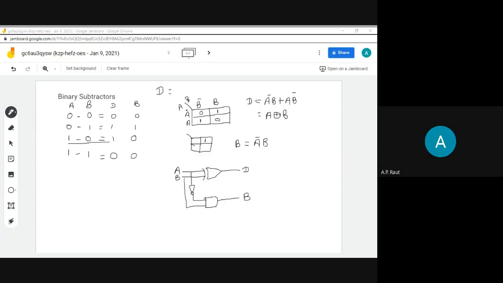Okay, write it down. First, write the heading as binary subtractor. And in that, write the rules: 0 minus 0, 0 minus 1, 1 minus 0, 1 minus 1. In binary subtractor, write this rule. And then write down the heading as the types of binary subtractors. Okay, one by one, write down fast.